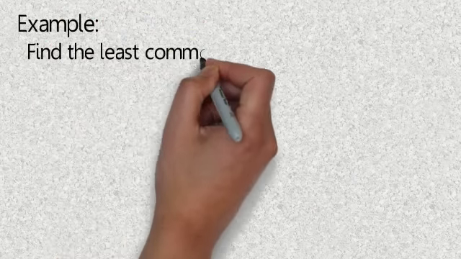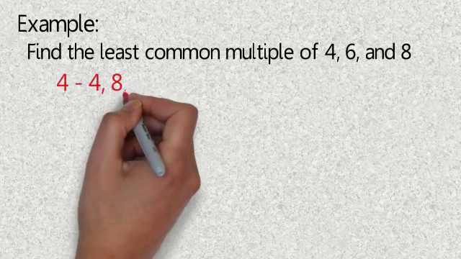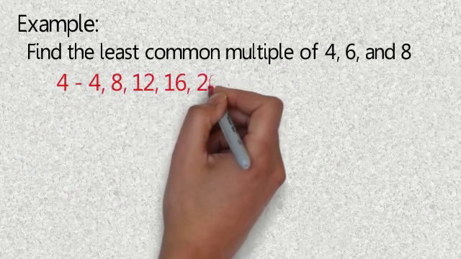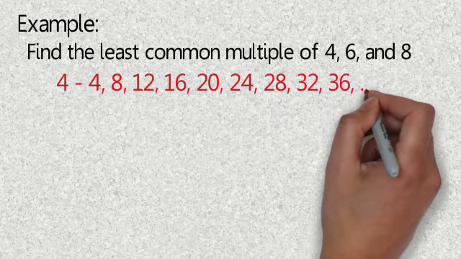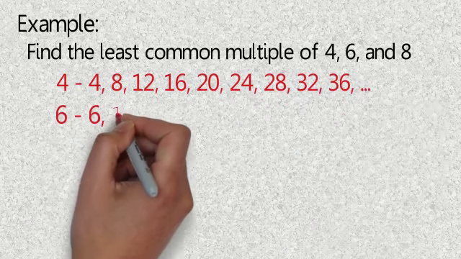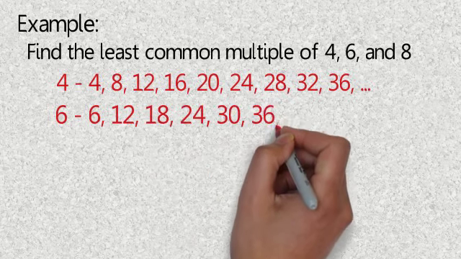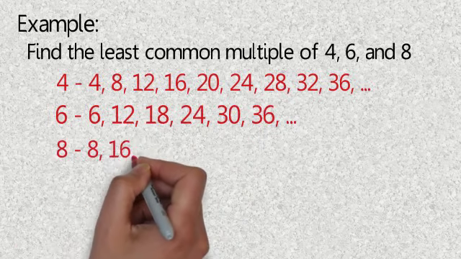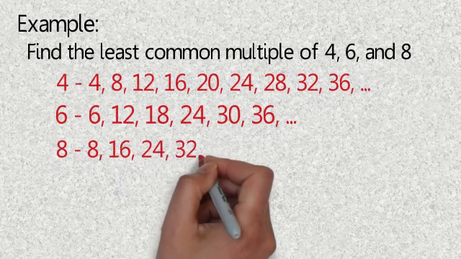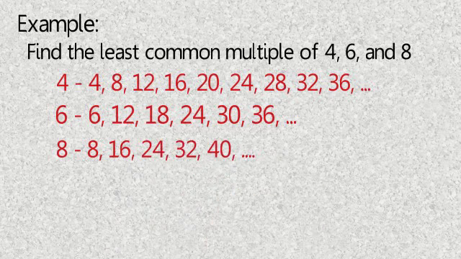Let's do another example. Find the least common multiple of 4, 6, and 8. For 4, 4 times 1 is 4, 4 times 2 is 8. We keep multiplying like that: 12, 16, 20, 24, 28, 32, 36, and so on. The multiples of 6 are 6 times 1 is 6, 6 times 2 is 12, 6 times 3 is 18, 6 times 4 is 24, 6 times 5 is 30, 6 times 6 is 36. We keep multiplying like that. For 8, we have 8 times 1 is 8, 8 times 2 is 16, 8 times 3 is 24, 8 times 4 is 32, 8 times 5 is 40. We keep multiplying like that.